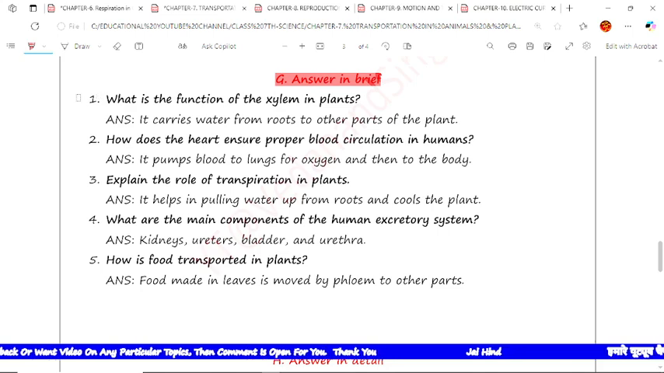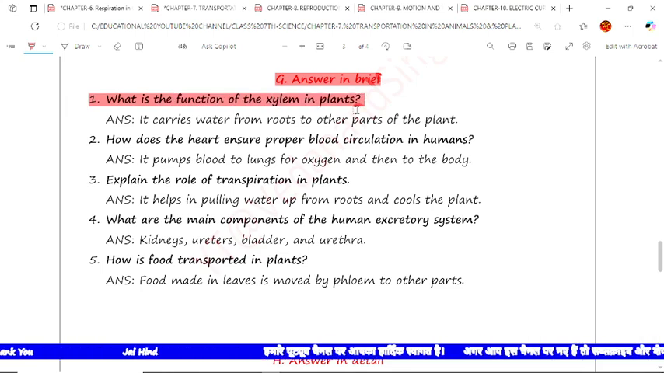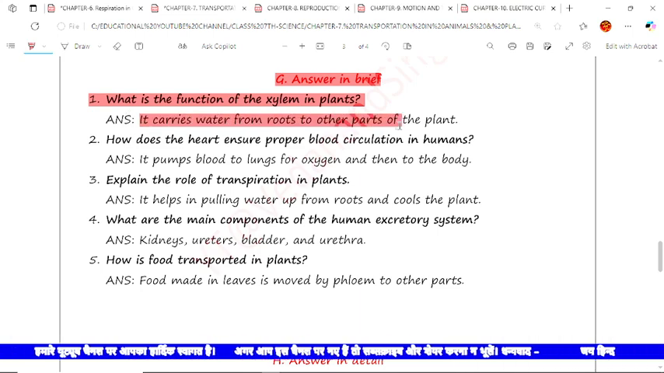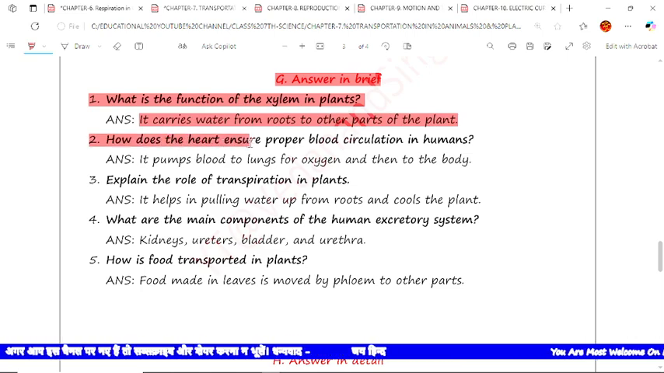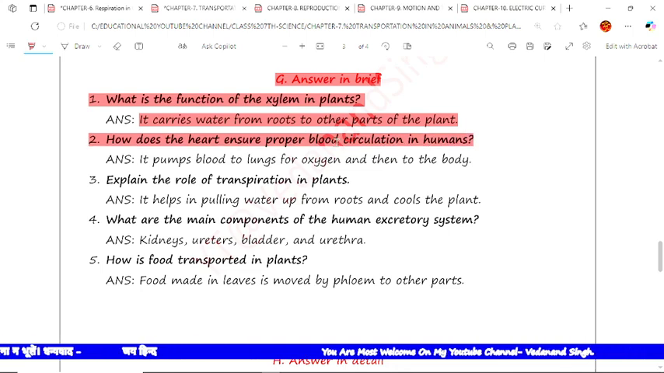The first question is what is the functions of xylem in plant? Means we have to give the function of xylem. Answer is it carries water from the root to other part of the plant. The next question is how does the heart ensure proper blood circulation in human? The answer of the question is it pumps blood to lungs for oxygen and then to the body.